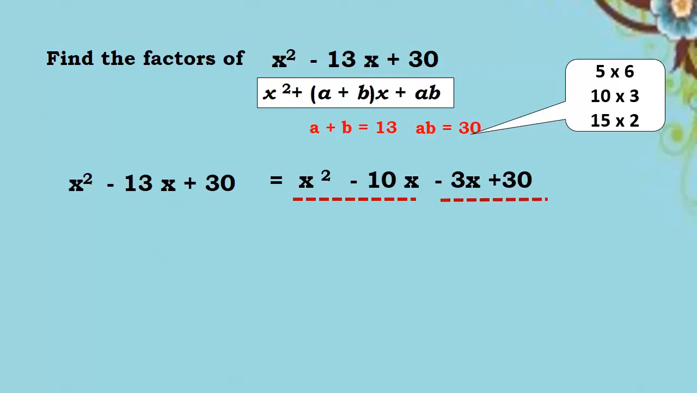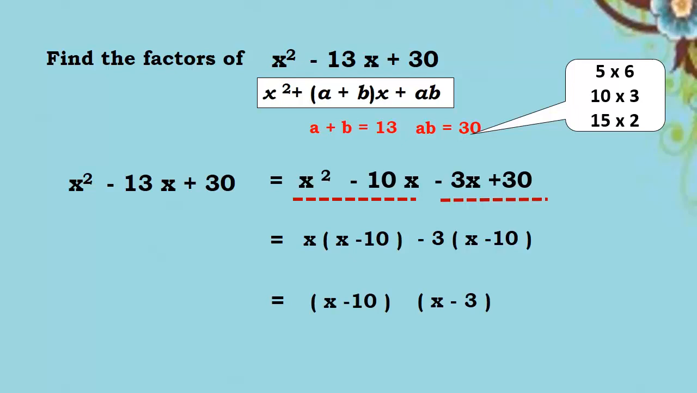Now take the two terms together. Now from each pair find out the common factors: x into x minus 10, and here minus 3 is common. So x minus 10 in the bracket. Remember, both the brackets should be the same. That means you are doing the factorization correctly. Now x minus 10 is a common bracket. Take it out. The remaining term is x minus 3. So these are the two factors, x minus 10 into x minus 3.